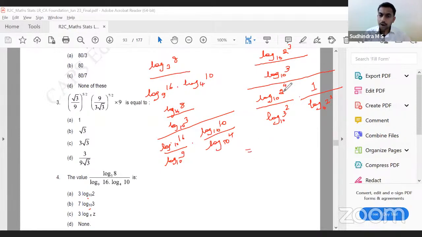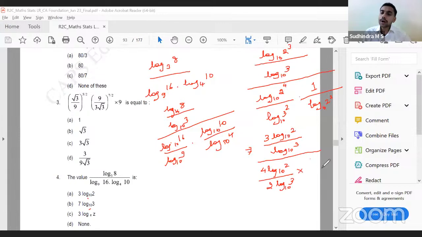Now apply that property, log m to the power n is n log m. So 3 log 2 to the base 10 divided by log 3 to the base 10, whole divided by 4 log 2 to the base 10 divided by 2 log 3 to the base 10, into 1 divided by 2 log 2 to the base 10. So log 2 to the base 10 cancels.